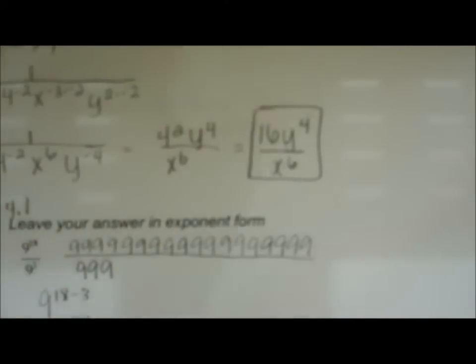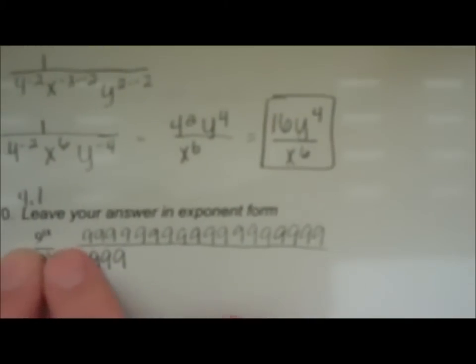If you don't remember that, remember that this is like saying 9 to the 18 divided by 9 to the 3. So if I cancel, I'm left with 15 nines, which is 9 to the 15. Okay, but remember this is the rule, 18 minus 3. They have the same base.